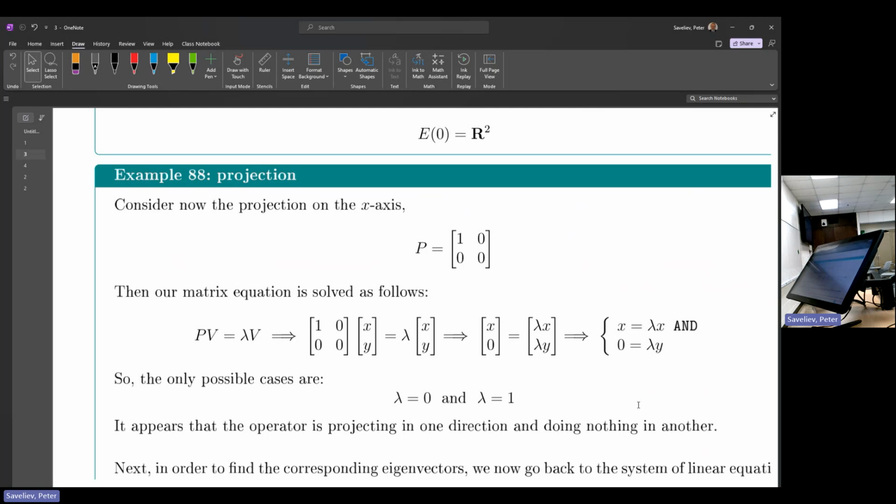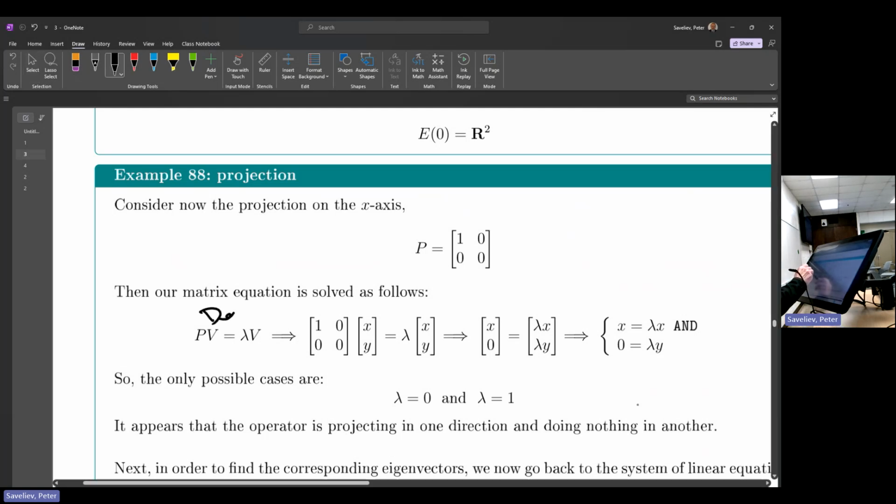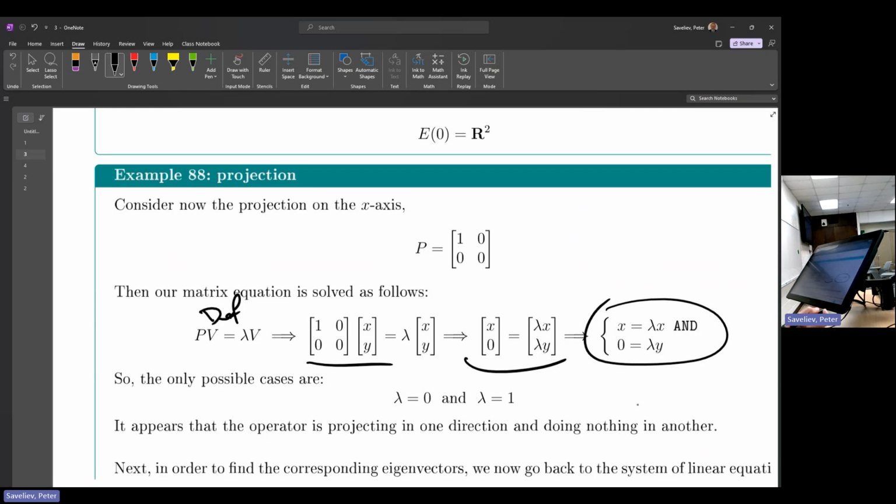Okay, so you can discover that from the definition which I'm writing here. This is the definition right here. So I substitute my matrix 1 0 0 1, carry out the multiplication. I end up with x equal to lambda x, and at the same time 0 is equal to lambda y, which leaves me with only two possible values for lambda, either 0 or 1. And when lambda is equal to 0, then everything is fine, right?